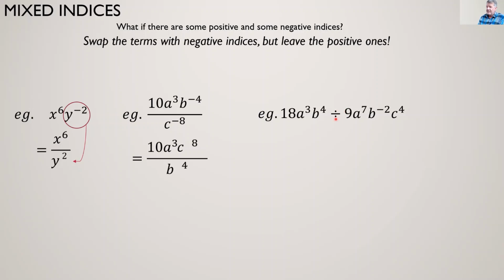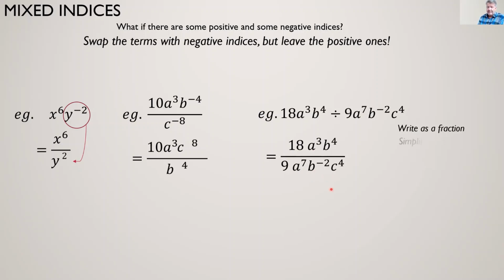What does a divide by mean? It even looks like a fraction. Dot over dot. So we rewrite it as a fraction. So we're going to write on top 18a cubed b to the power of 4 over this second part. So it's just all come down here. A cubed b4 over 9a7 b to the power of negative 2 c to the power of 4.